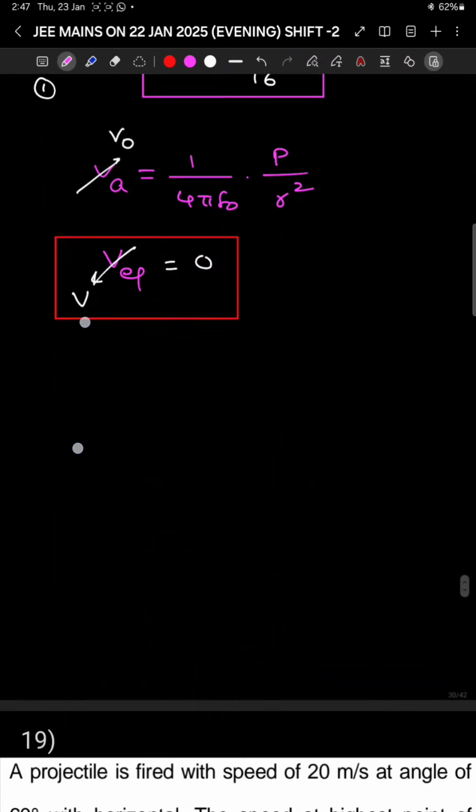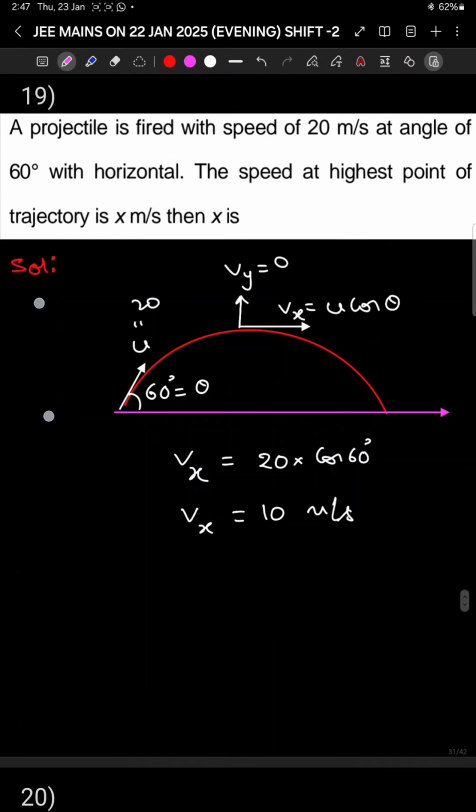Next question. Here it is the projectile. They are asked to find what is the speed at maximum height. At maximum height of the projectile, vertical velocity will be 0. Only horizontal velocity u cos theta will remain. So you just have to find u cos theta. That's all.